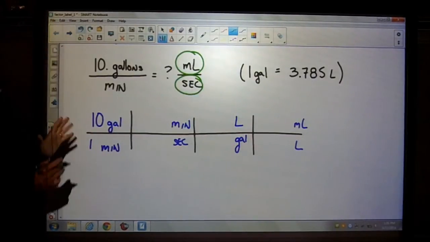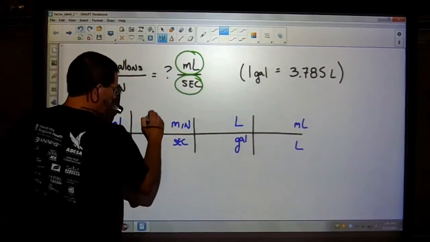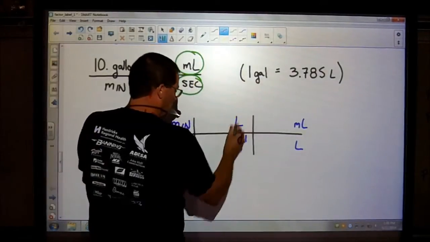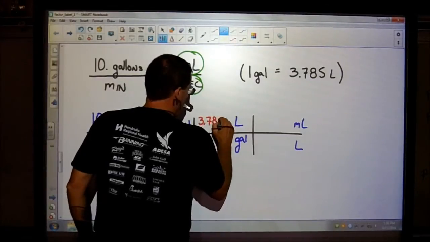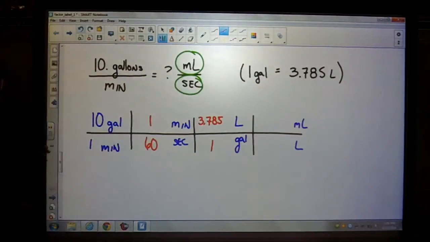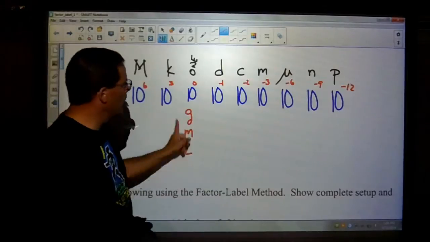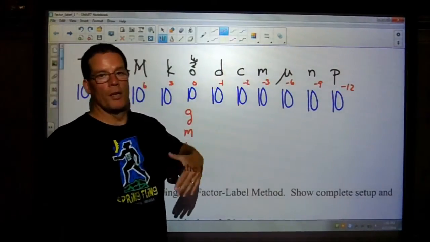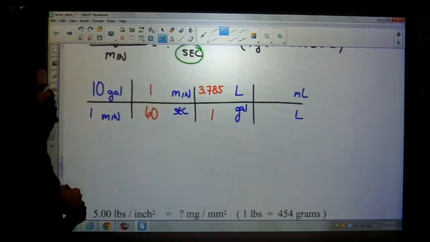So now let's go in and put in the conversion values. So which one's bigger? A minute. How many seconds? 60. Which one's bigger? 1 gallon. How many liters? 3.785. Which one's bigger? Liter or milliliter? Ooh, that's a good question. So we come back up here, we see, oh, liters right here, milli is right there. So liter is farther to the left. So a milliliter is actually much smaller. So let's go ahead and assign the correct value there.